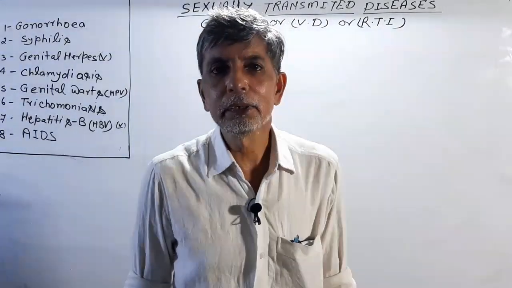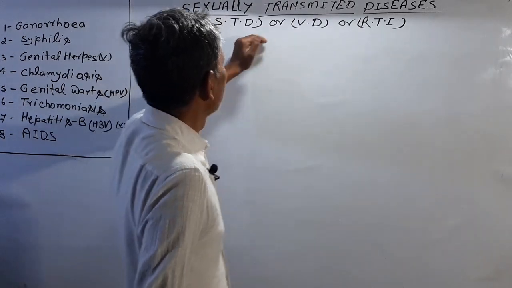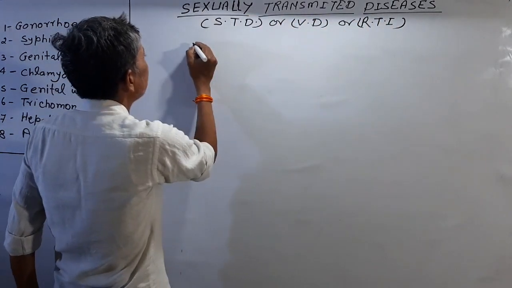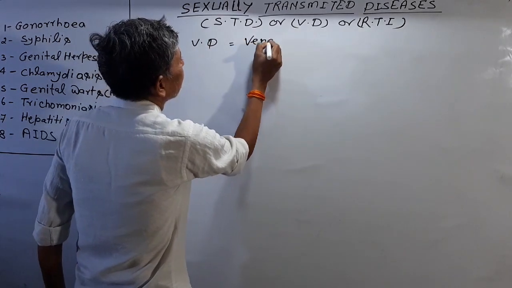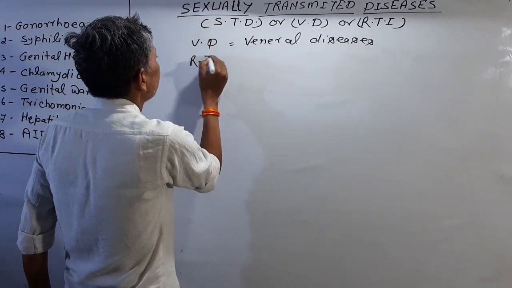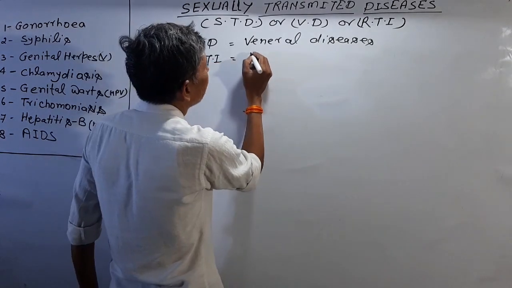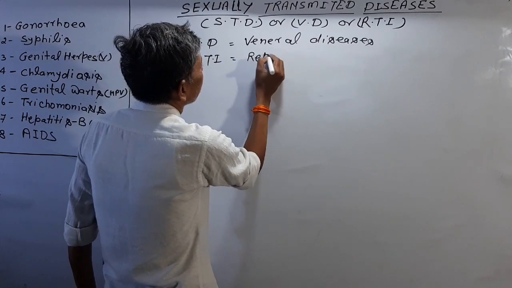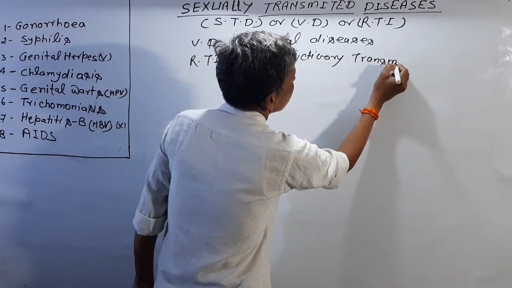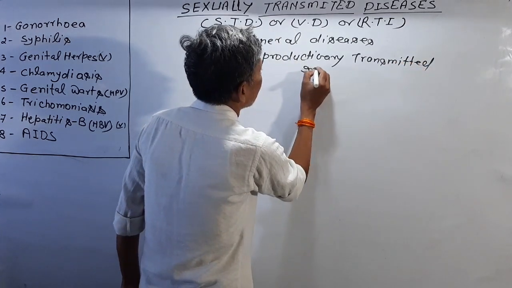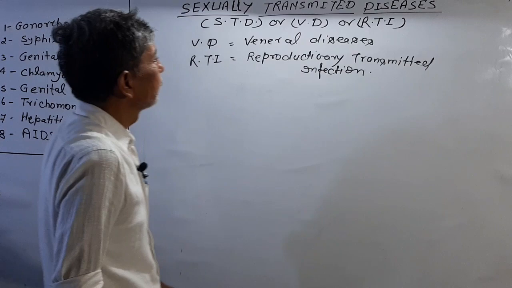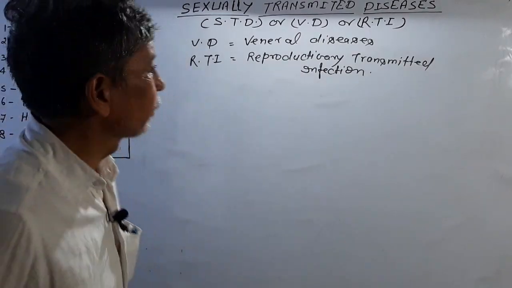So we study some common infectious diseases, that is STD, or you can say VD, or you can say RTI. STD means sexually transmitted diseases. VD means venereal diseases. The third name is RTI, reproductive tract infection. Everything is similar: STD, VD, RTI. So we study these reproductively transmitted diseases.